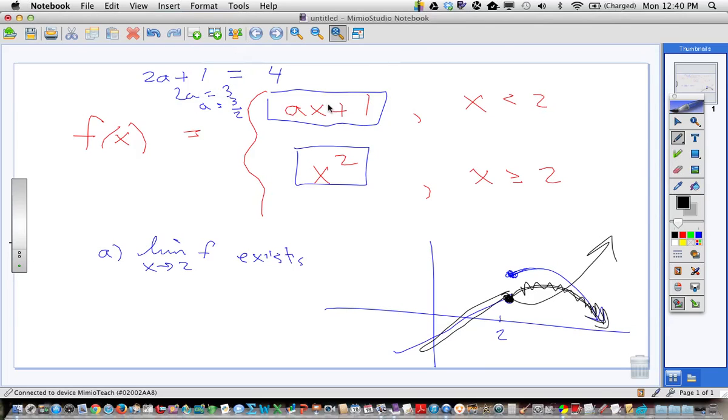So what you do is you take this one and do its derivative. Now we said we have 3 halves in there now, right? We just found A was 3 halves. So this function is 3 halves x plus 1. What's its derivative?